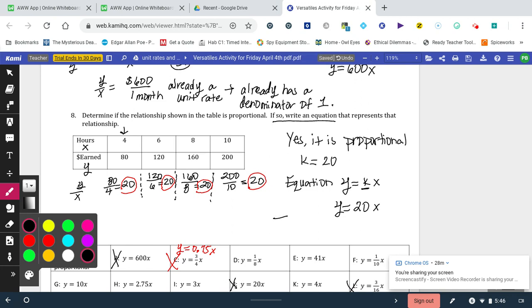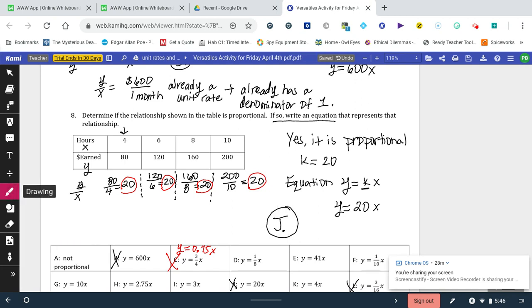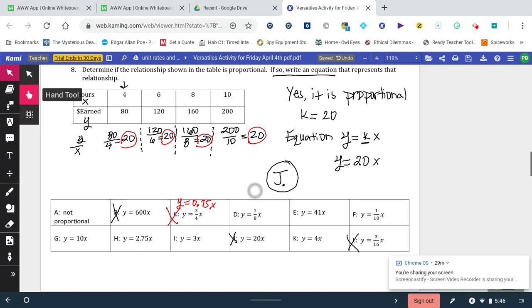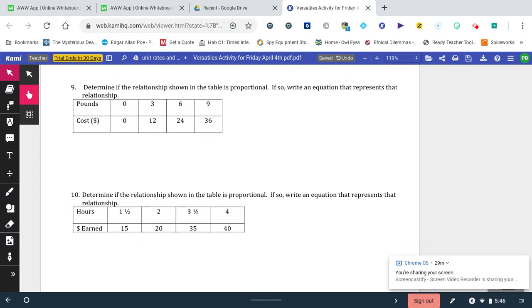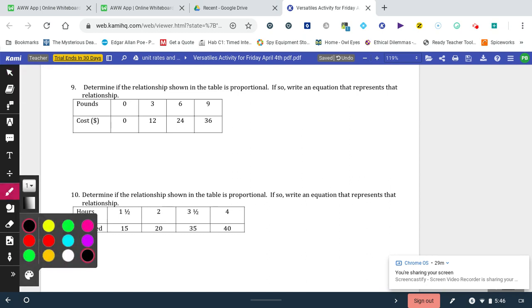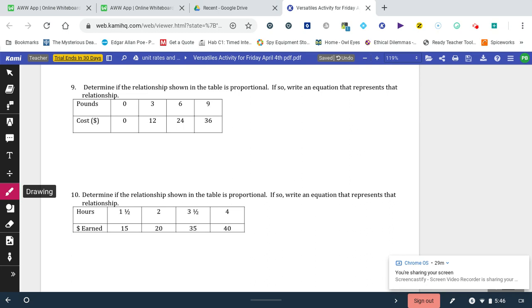So 8 is J. All right, now I want you to pause the video and you're going to try number 9. All right, 9 says determine if the relationship shown in the table is proportional. If so, write an equation that shows the relationship. So again, it's the same thing.